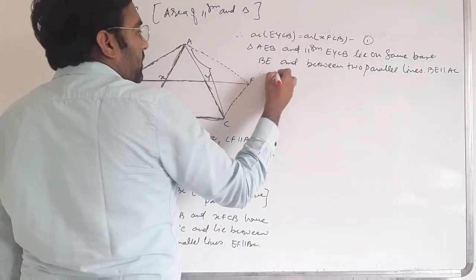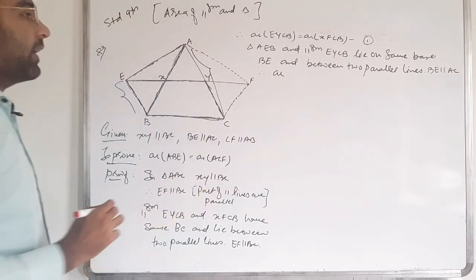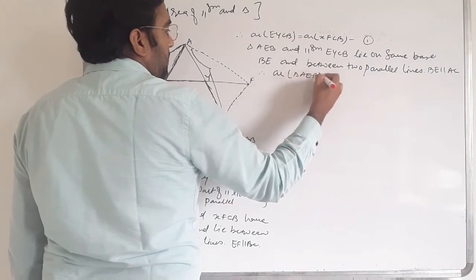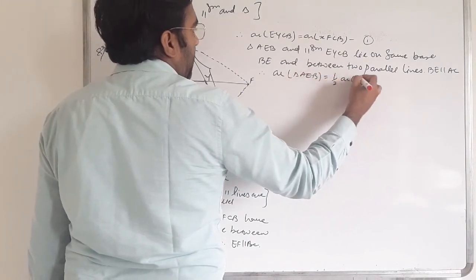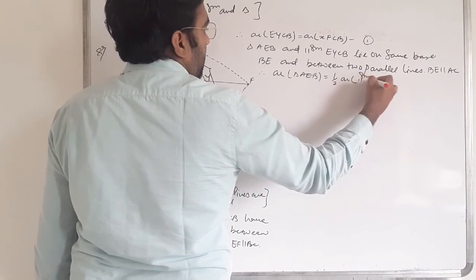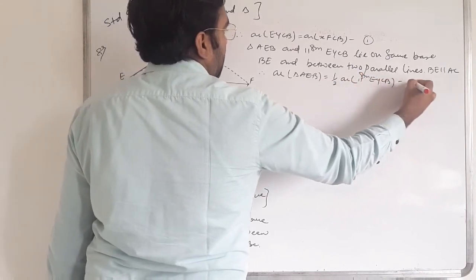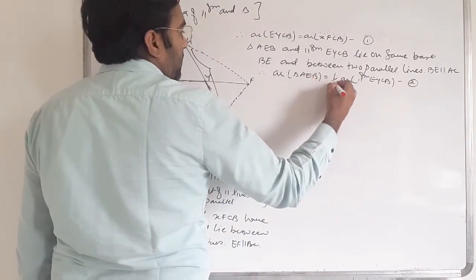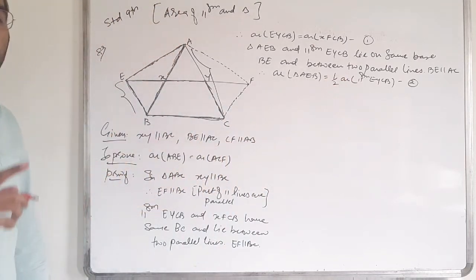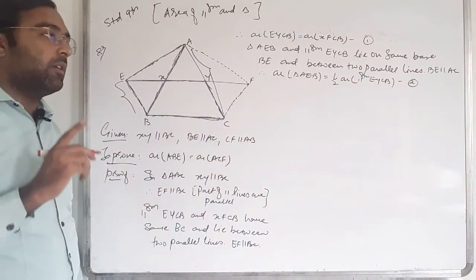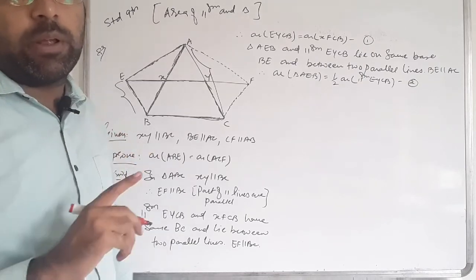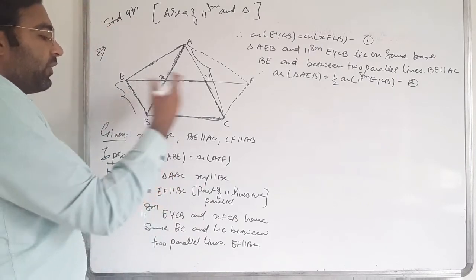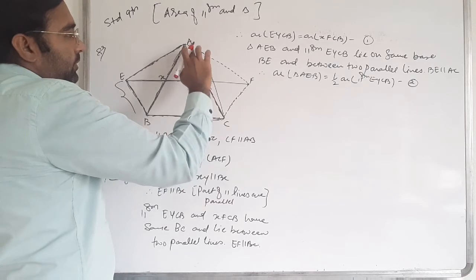Therefore we can say that area of triangle AEB is equal to half of the area of parallelogram EYCB. We know that if a triangle and a parallelogram lie on the same base and between two parallel lines, then the area of the triangle is half of the area of the parallelogram. Clear? Now similarly we move to triangle AFC.